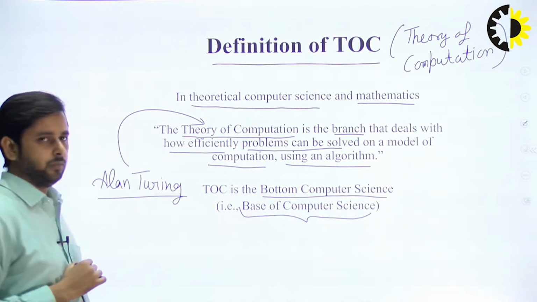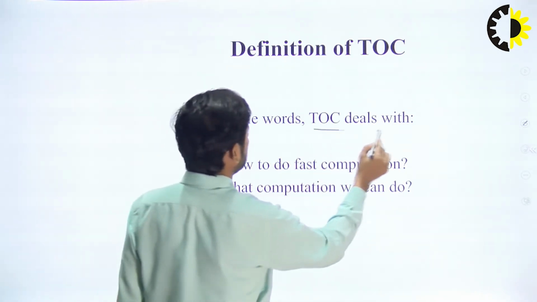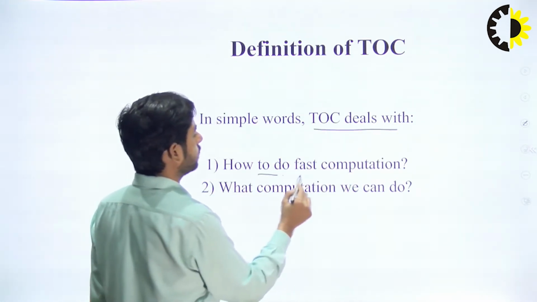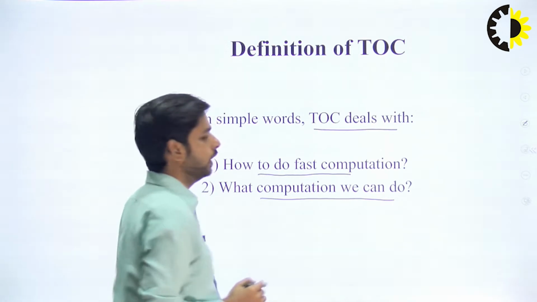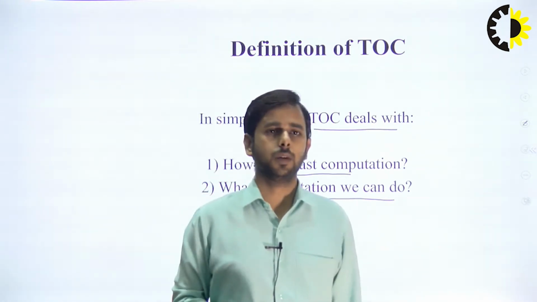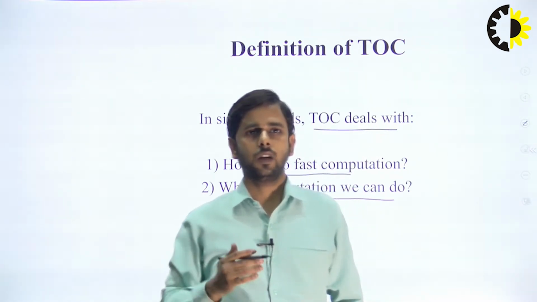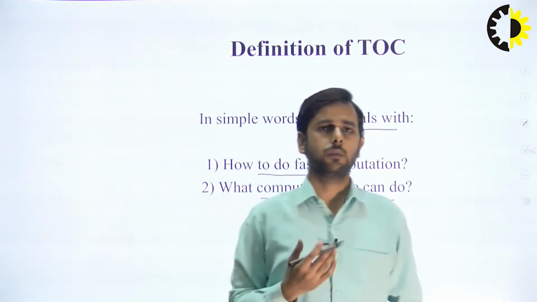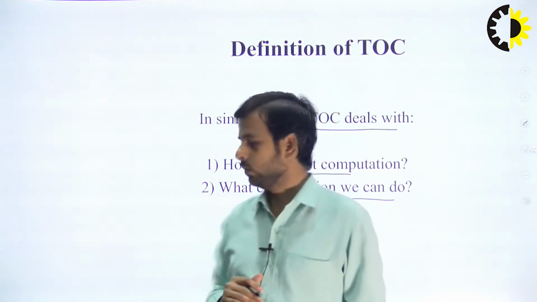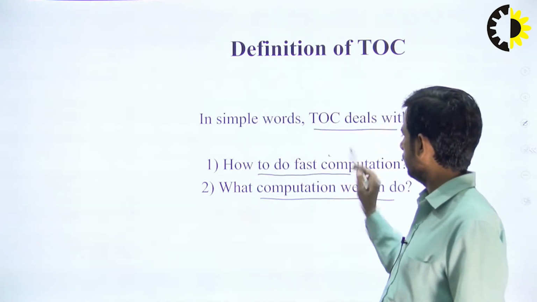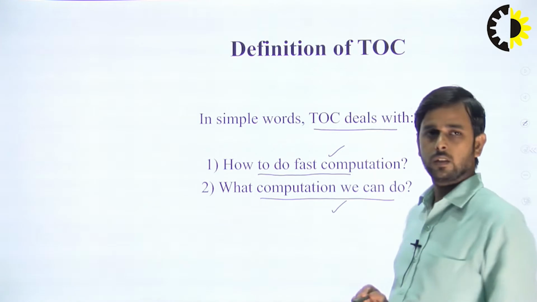Now in simple words, TOC deals with how to do fast computation, and what computation we can do. In theory of computation, we build some abstract model, and in this abstract model we deal with how fast a computer can do some computation, and what are the possible problems that a computer can solve. So it deals with the fastness of the computation and what computation can be performed by a computer.